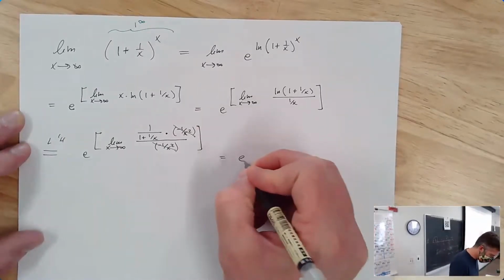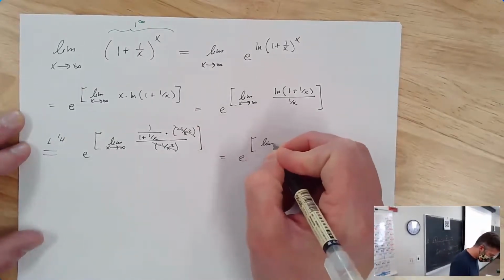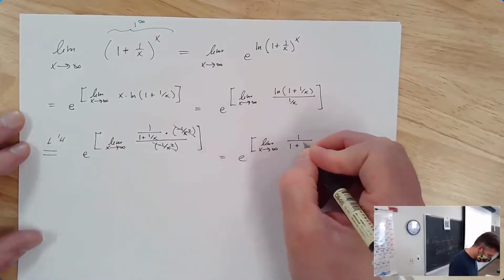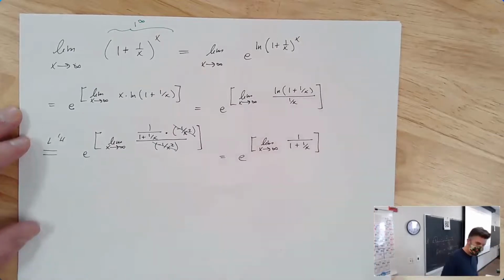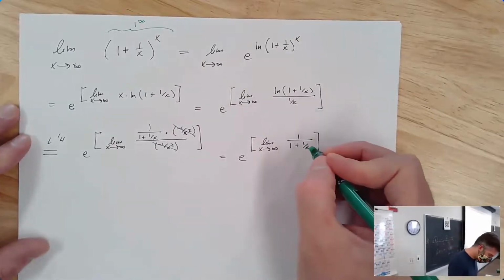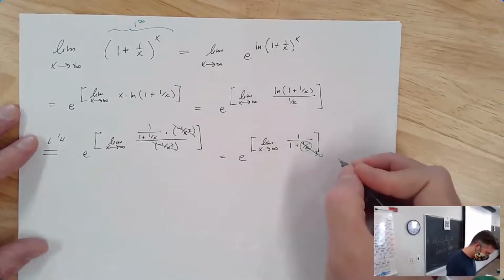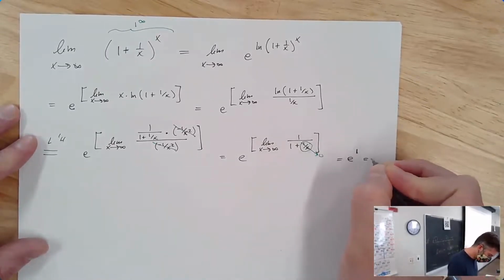This is going to be e to the limit as x goes to infinity of 1 over 1 plus 1 over x. The 1 over x goes to 0, and we're left with e to the 1, which is e.